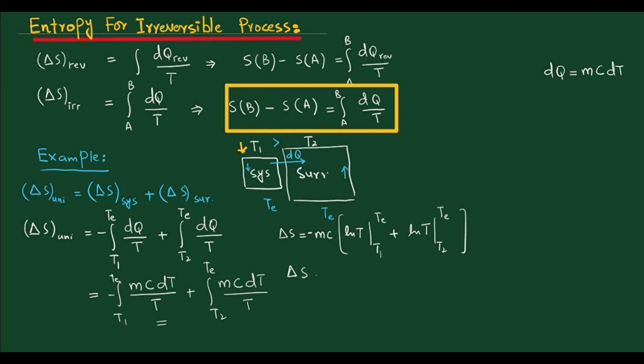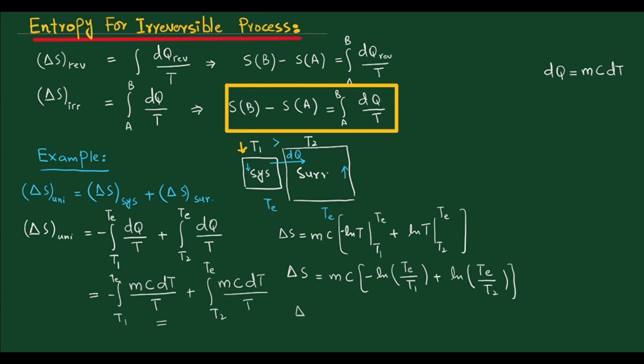Now the change in entropy is equal to minus, this minus is just for this here, the natural log, just mc. If we put the values of the limits in this, we will get minus the natural log of Te over T1 plus the natural log of Te over T2.